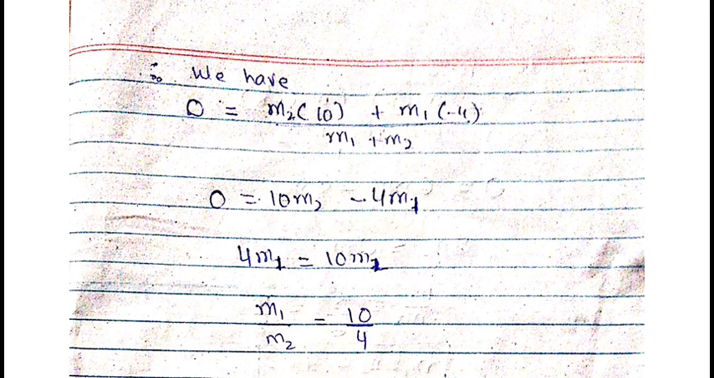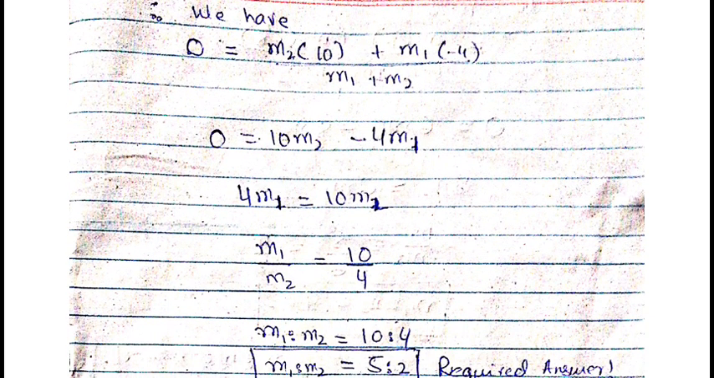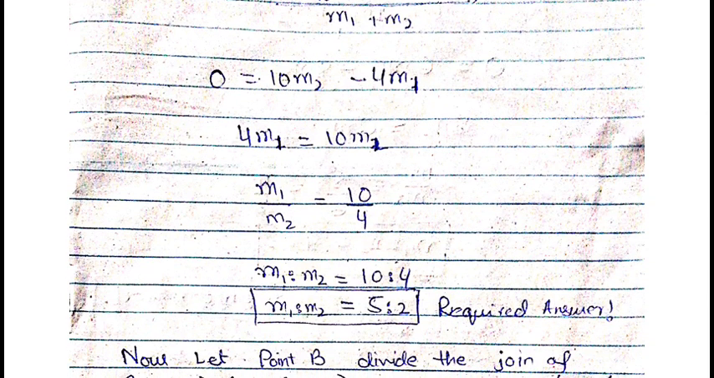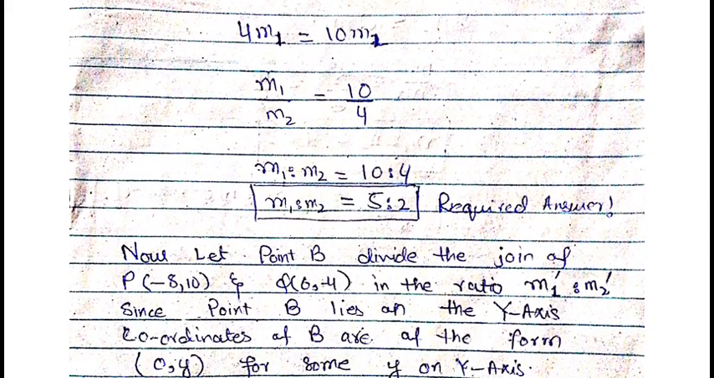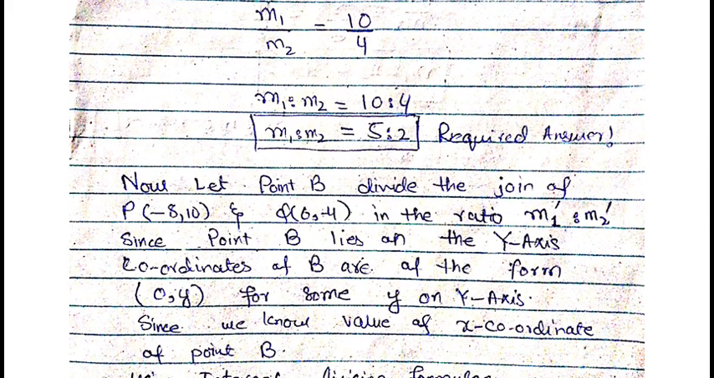Now we will plug all the values in this formula. We get 0 equal to m2 into 10 plus m1 into -4 divided by m1 plus m2, which will give 0 equal to 10 m2 minus 4 m1, so 4 m1 equals 10 m2, which will give us m1 over m2 equal to 10 over 4, and we will get the ratio m1 ratio m2 equal to 5 ratio 2, and this is our required ratio for point A. Now similarly we will find the ratio for point B.